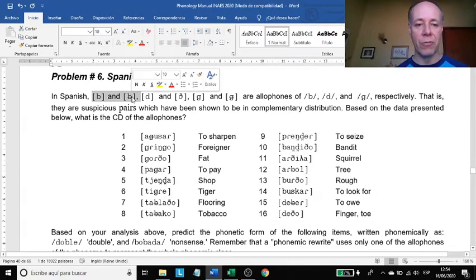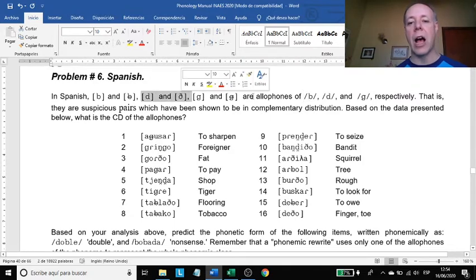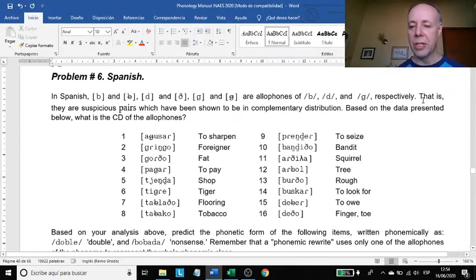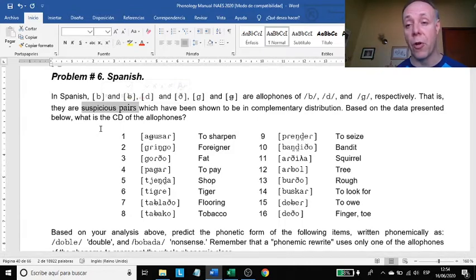These two allophones are allophones of this phoneme. These two allophones are allophones of this phoneme. These two allophones are allophones of this phoneme. That is what respectively means. And then it continues saying that is, they are suspicious pairs. When we talk about suspicious pairs, we're talking about sounds in which we don't know if they are allophones or phonemes, and if they are allophones, what is their distribution.